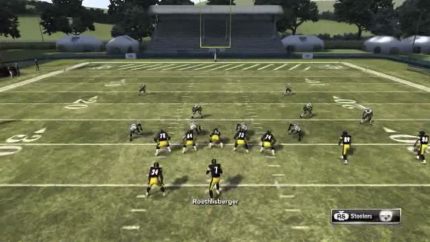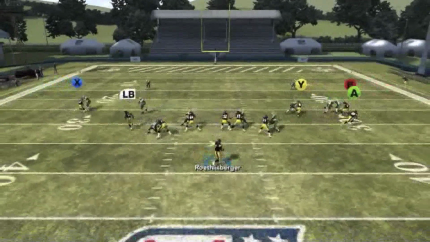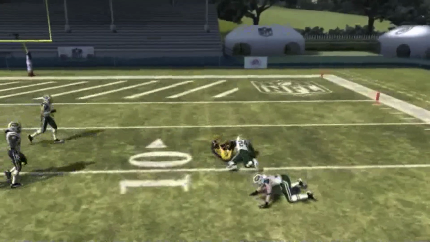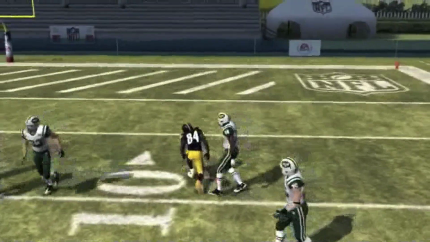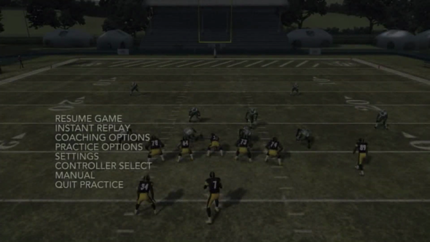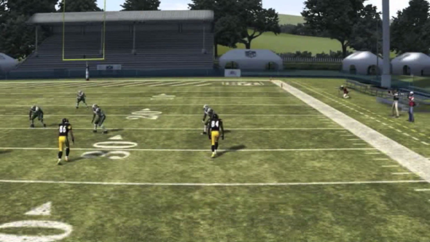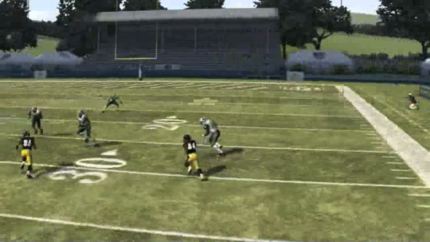And we're going to take a look at a few things here. I want you to notice the route that Antonio Brown is running, and look at how the corner is playing it. Did you see that? We're going to show it to you again in instant replay. Where have you ever seen coverage like this? This is not football, people.